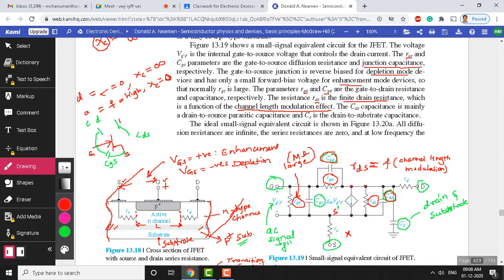I don't want to go into more depth with reference to channel length modulation, because whenever you study the JFET, you will get an opportunity to understand this effect. But right now what I would like to say is that the resistance RDS you are seeing here is a function of channel length modulation. That is why this RDS has been introduced here.